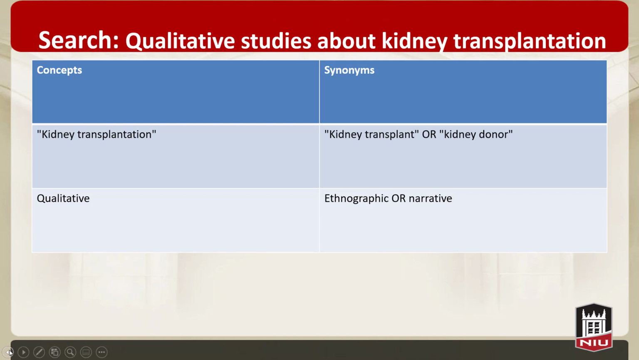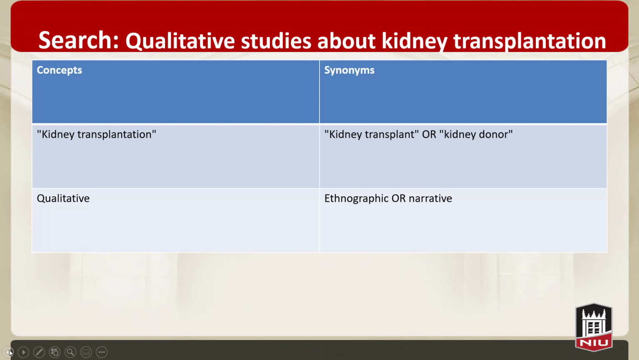As an example of a search, we will say we are looking for qualitative research studies on kidney transplantation. The first thing we do is break the search down to its key elements. This search has two major concepts, kidney transplantation and qualitative study. Once we have the concepts, it's useful to generate synonyms. For kidney transplantation, we can use synonyms like kidney transplant and kidney donor.